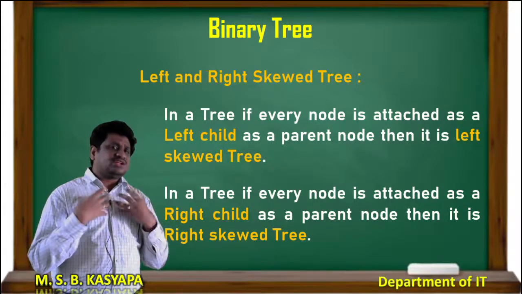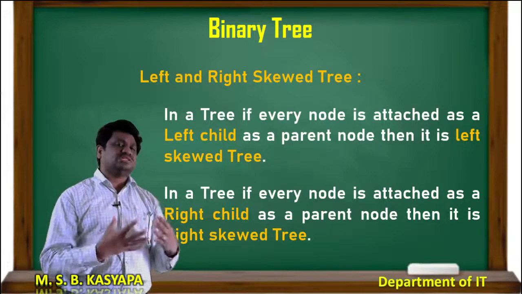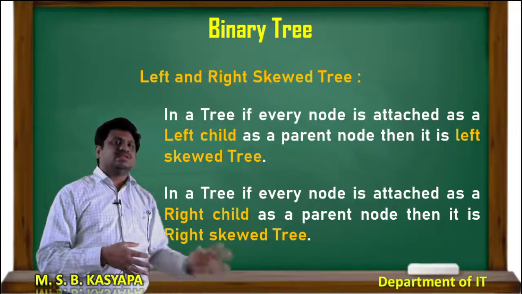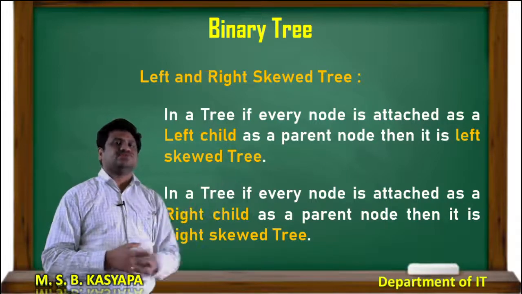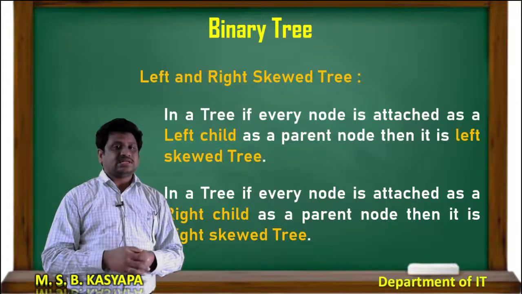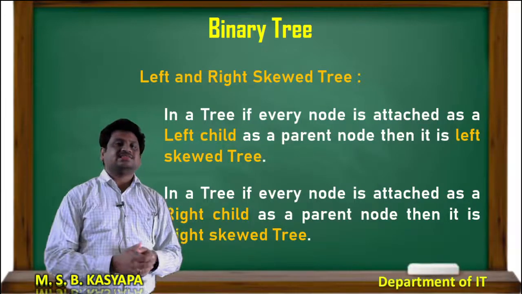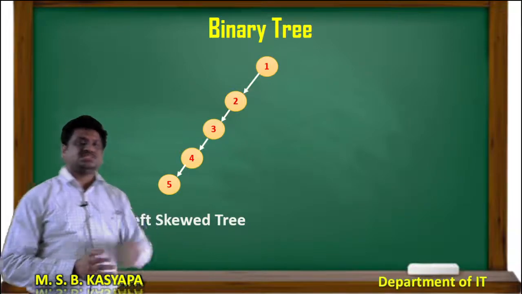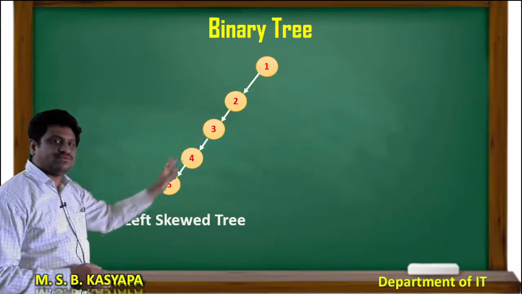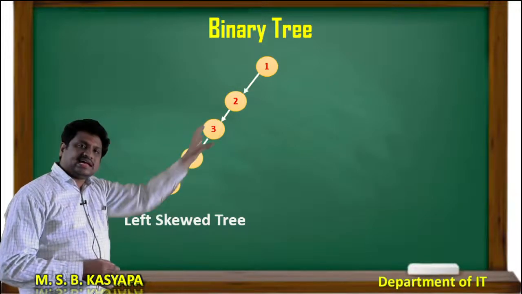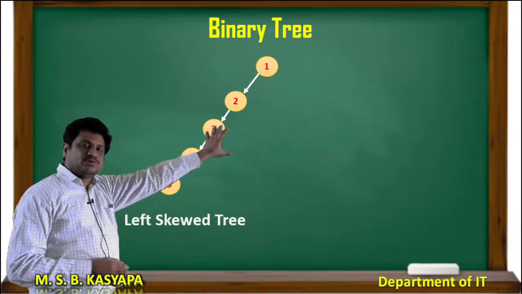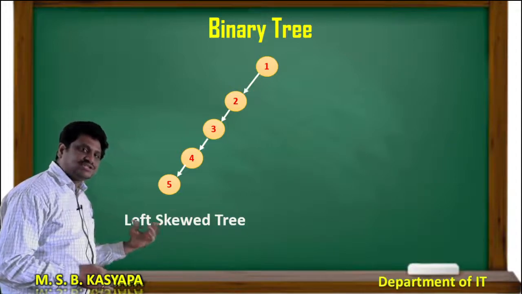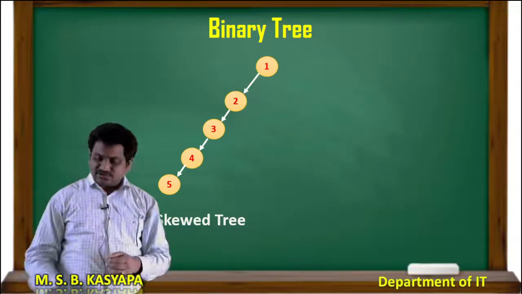Whatever new child or new element I want to insert, if I insert it as a left child for the nodes, then I can say it is a left skew tree. Or if I insert the values at the right side, then it is a right skew tree. Let's see one example. The children from 1, 2, 3, 4, 5 are all children of a node from the left side. Am I right? So that's why it is a left skew tree.